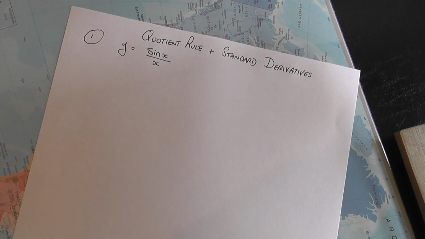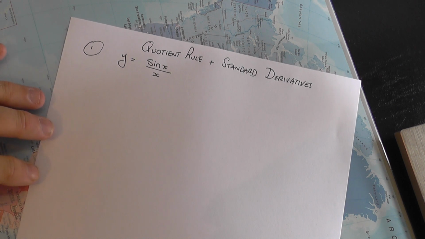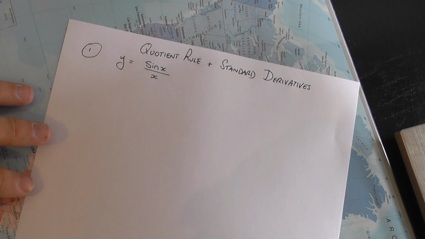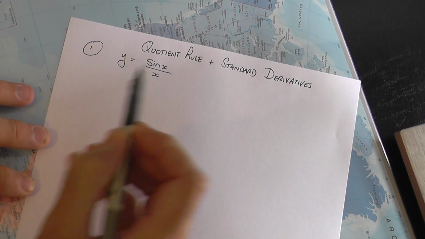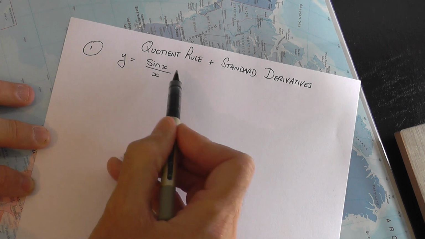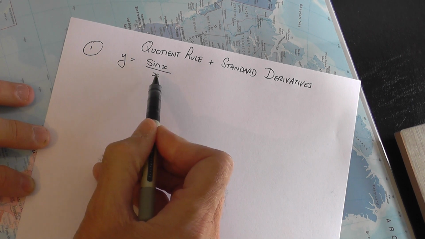Let's look at quotient rule plus standard derivatives in the same question. These look quite complicated, but generally speaking they are very simple. Number one, y equals sine x all over x. First thing, do not be tempted to cancel x's there. This means sine of x divided by x.